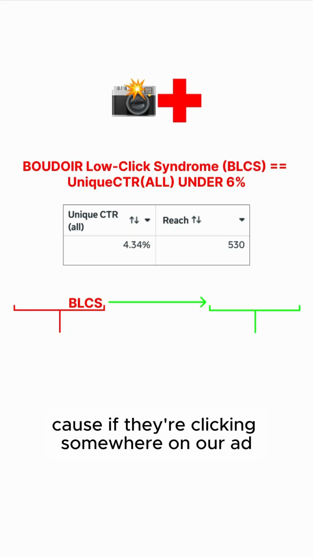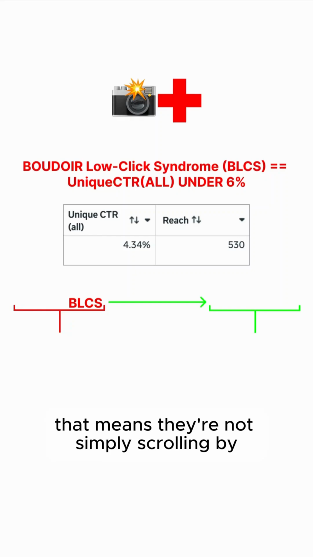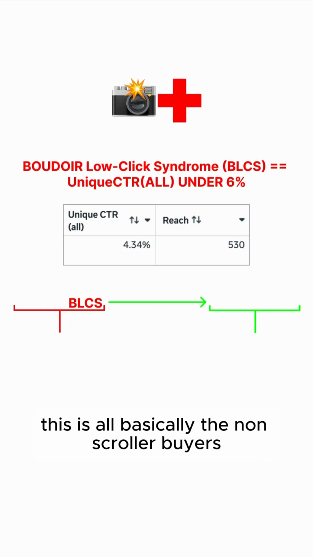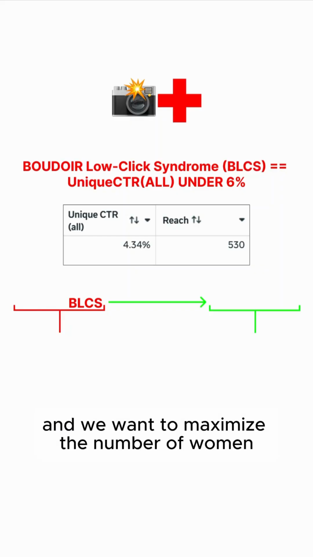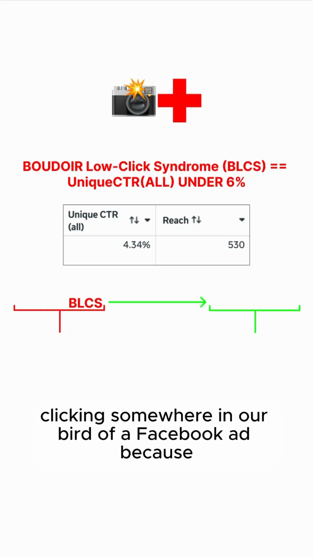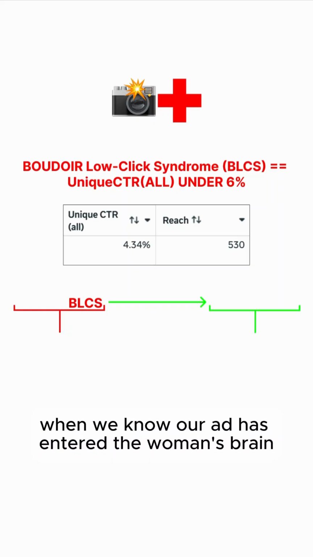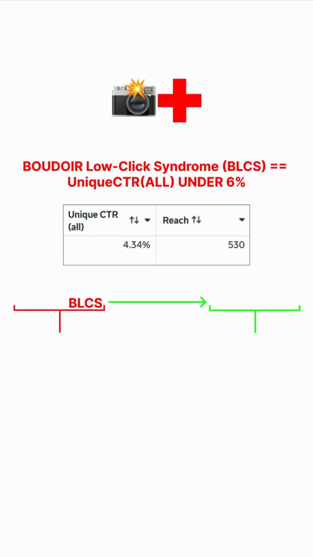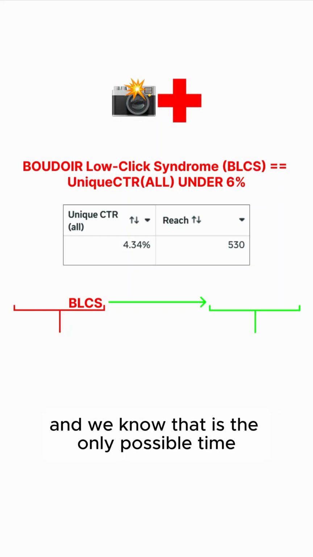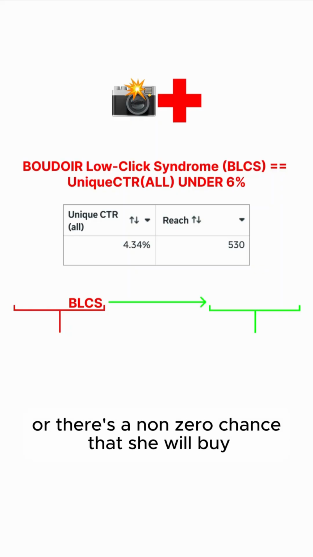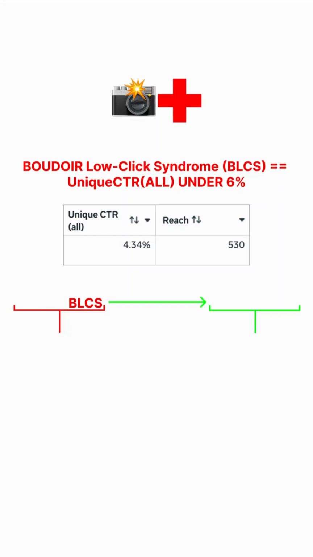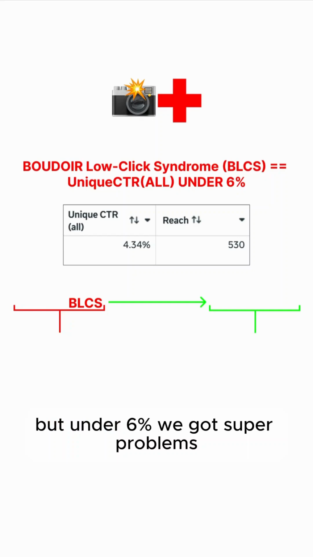And we care about this because if they're clicking somewhere on our ad, that means they're not simply scrolling by. This is all basically the non-scroller buyers. We want to maximize the number of women clicking somewhere on our boudoir Facebook ad because that is when we know our ad has entered the woman's brain, and that is the only possible time she will buy, or there's a non-zero chance that she will buy. So we gotta get this number as high as possible, but under 6%, we got super problems.